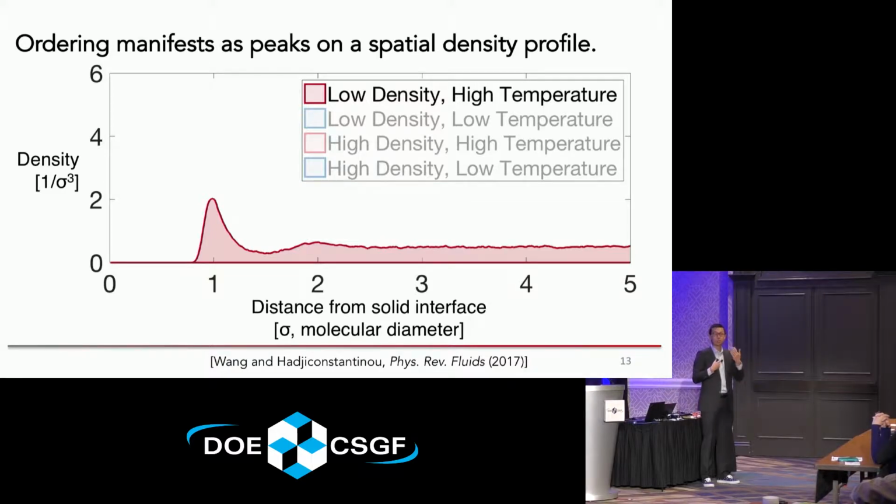layers manifest as peaks in a density profile. What you can see here is one peak at some distance away from the interface, and this corresponds to locally some inhomogeneity in the density. Of course, you can adjust the system parameters. You can adjust the density and the temperature.